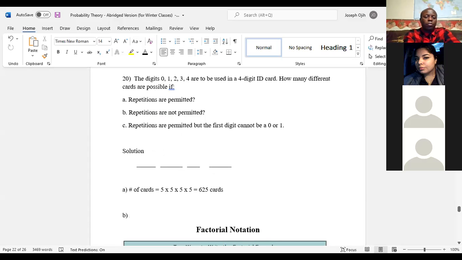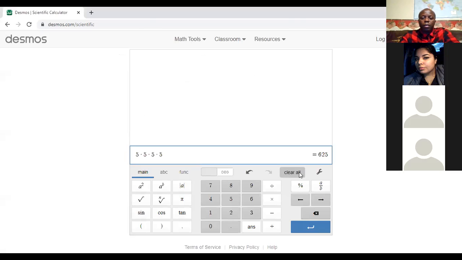So the number of cards will keep declining. 5 numbers, 5 times 4 times 3 times 2. So 5 times 4 times 3 times 2. 120 cards are possible.